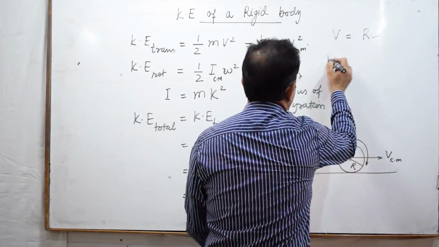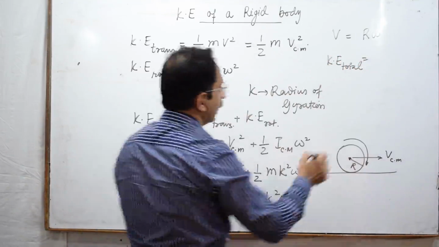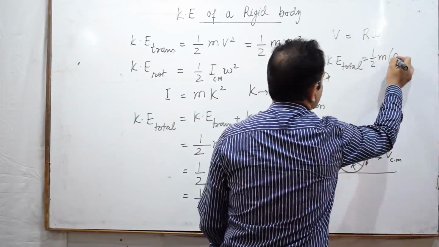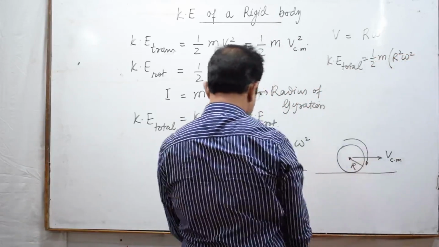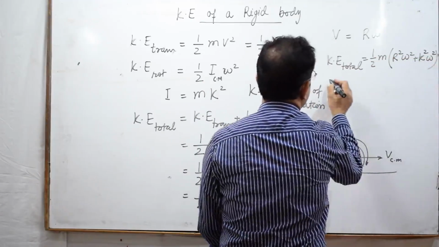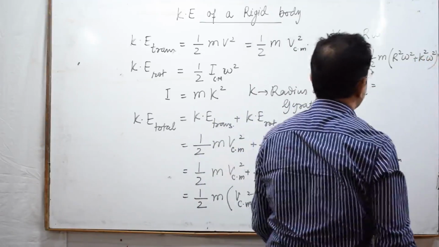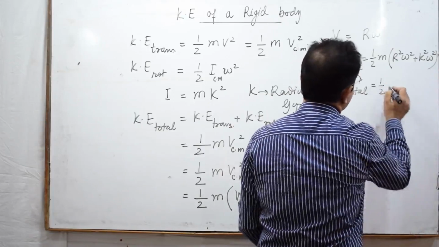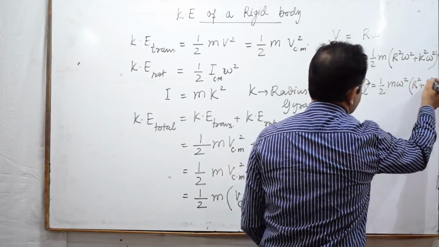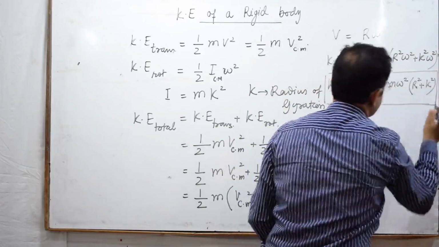So in that sense, what will be the total kinetic energy? This total kinetic energy will come from here. So this will be 1/2 m into v_cm squared, which becomes r squared omega squared, plus k squared omega squared. So I may write this as kinetic energy total is equal to, if I now take omega squared common, 1/2 m omega squared into (r squared plus k squared). So this is how we write the total kinetic energy of a rigid body.